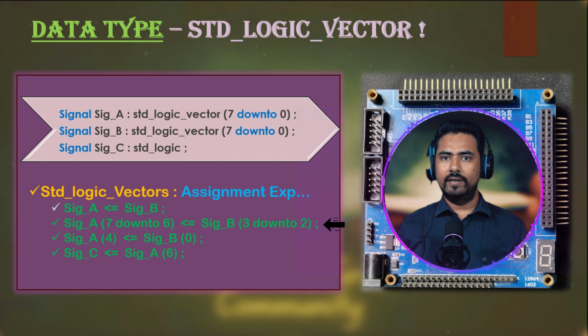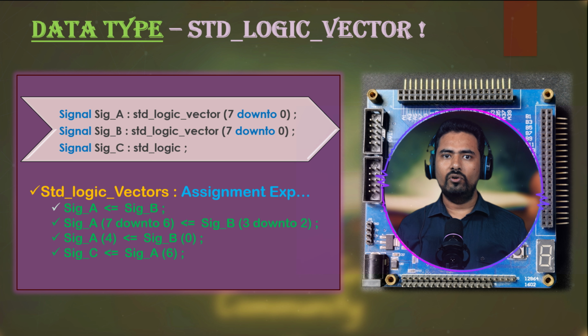The second row of the table demonstrates the vector slice assignment. Imagine a scenario where you only want to copy specific bits from one vector type signal to another vector type signal. Like here, bits 3 and 2 from signal B are assigned to bits 6 and 7 of signal A. This is also allowed in VHDL because the number of bits is the same between them, which is 2 from signal A and 2 from signal B. This targeted assignment lets you manipulate a specific portion of your multi-bit data within your FPGA designs.